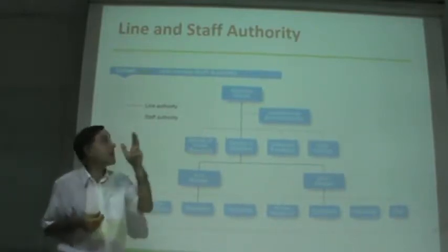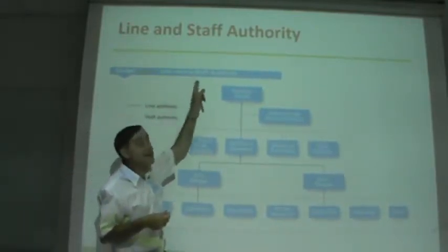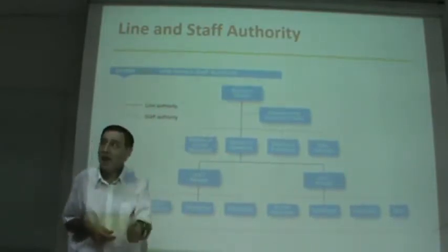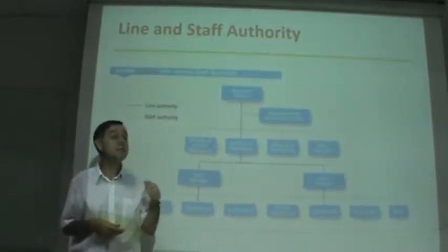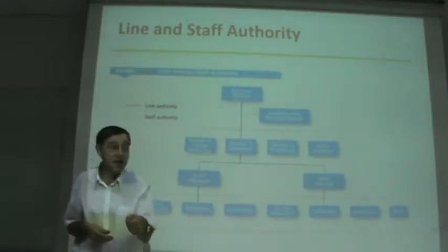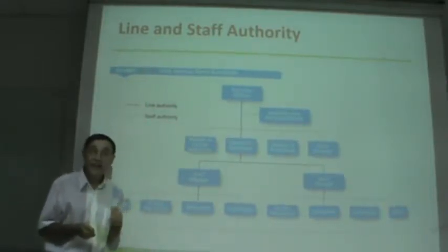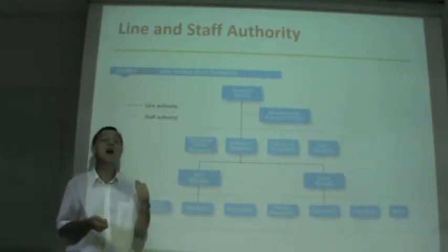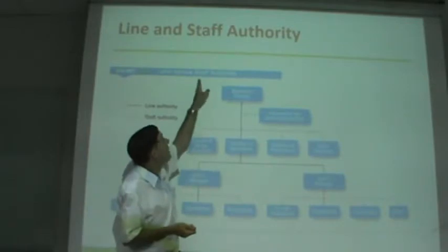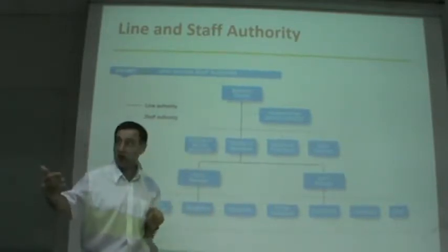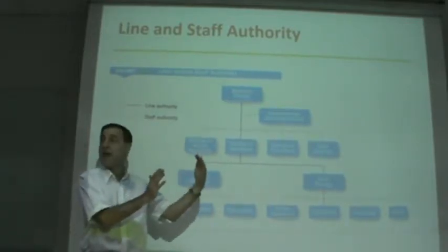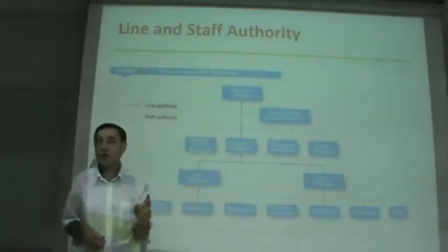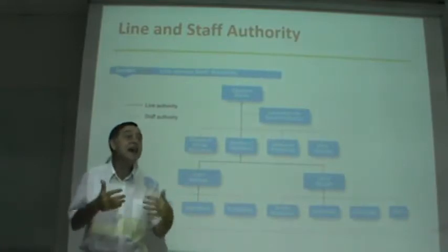So you need to understand the difference between line and staff. Line means the main business. They call it the main line of business. And it's usually associated either with the customer or with the main product. Staff means supporting the main business, supporting the line. Staff in this particular case, it usually is accounting.